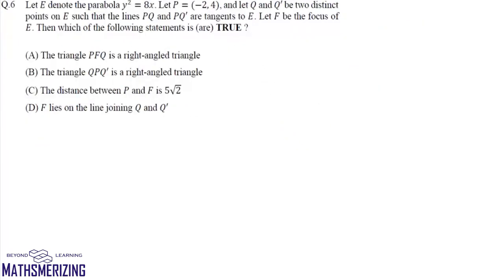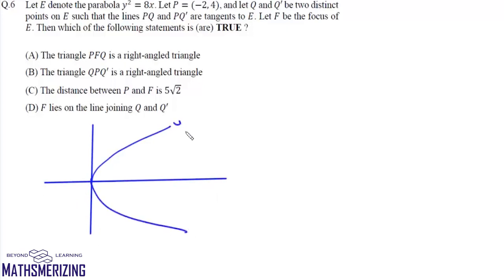Now the question is, we are given a parabola y square equals 8x. So we have this parabola which is y square equals 8x. Now for this parabola, value of a is 2, and then we have directrix at x equals minus 2 and focus is at 2, 0. Now we have a point on this directrix, which is minus 2, 4, and it is this point P.